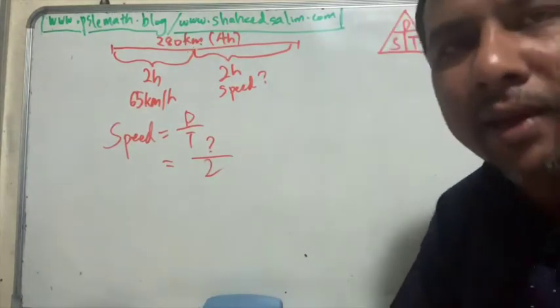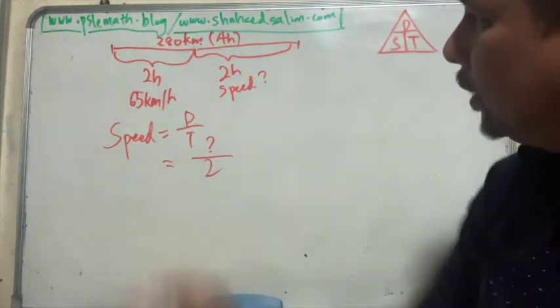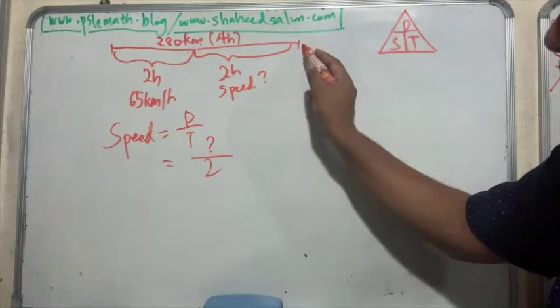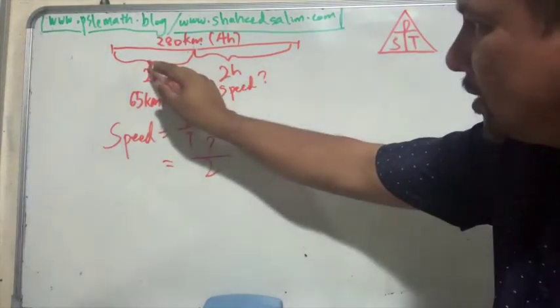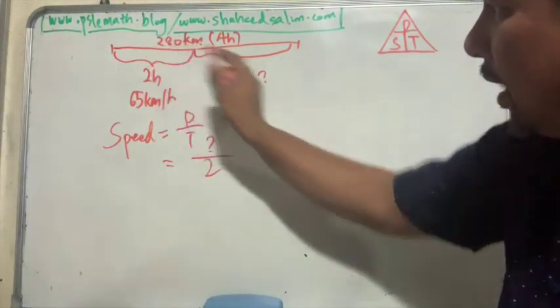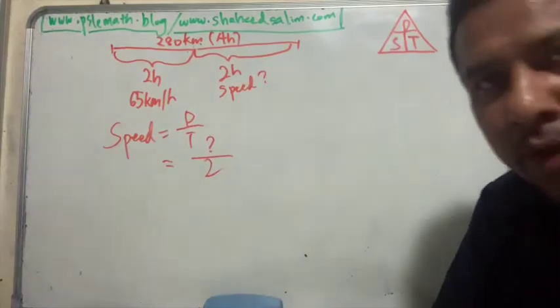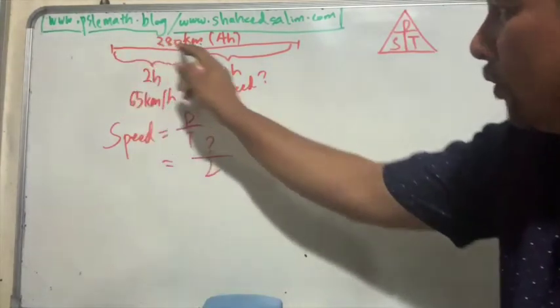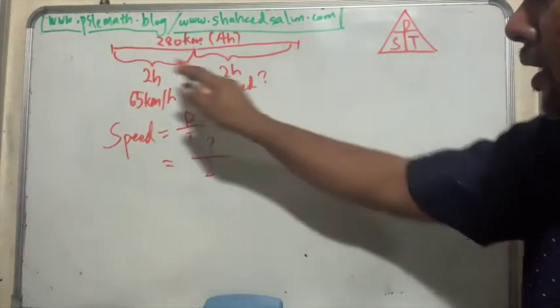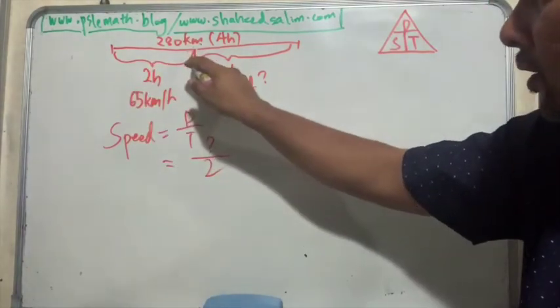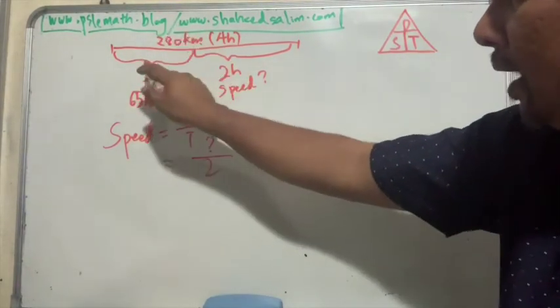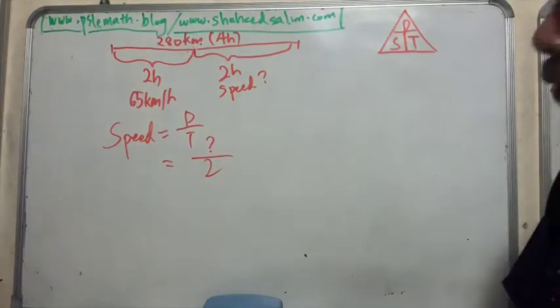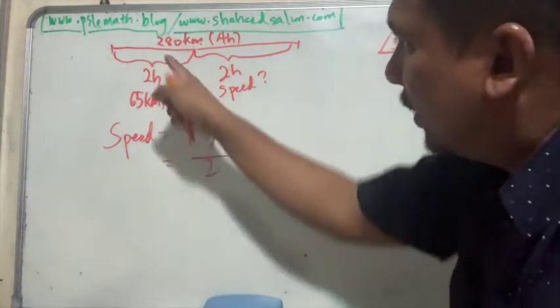So you need to find what the distance is. Now, how do we find the distance? Well, the whole thing is 280. If you can find this distance, you can minus this, and you get the distance from here. You get it? All right. You have the whole distance, 280. If you know the distance traveled here, you can take 280 minus this to get this distance. Well, can you find the distance here?